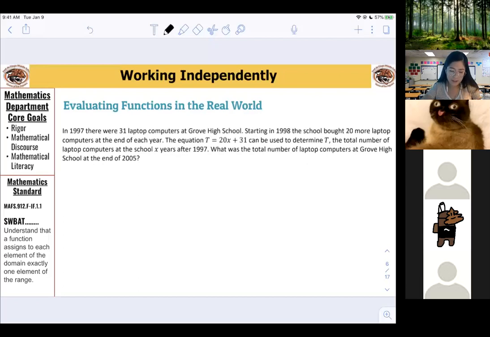So, in 1997, there were 31 laptop computers at Grove High School. Starting in 1998, the school bought 20 more laptop computers at the end of each year. The equation t equals 20x plus 31 can be used to determine t, the total number of laptop computers at the school, x years after 1997. What was the total number of laptop computers at Grove High School at the end of 2005?